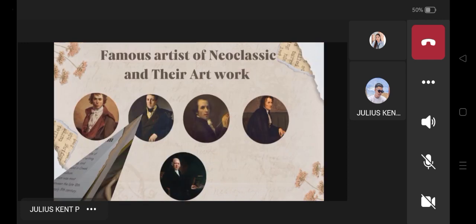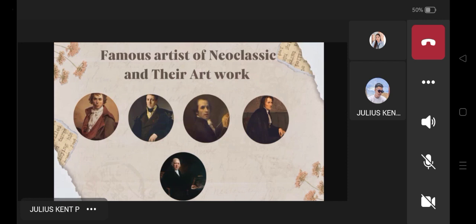Famous artists of Neoclassic and their artwork. Sino ang may alam ng mga pictures na ito? Or may kilala sa 5 pictures na yan? Anyone?